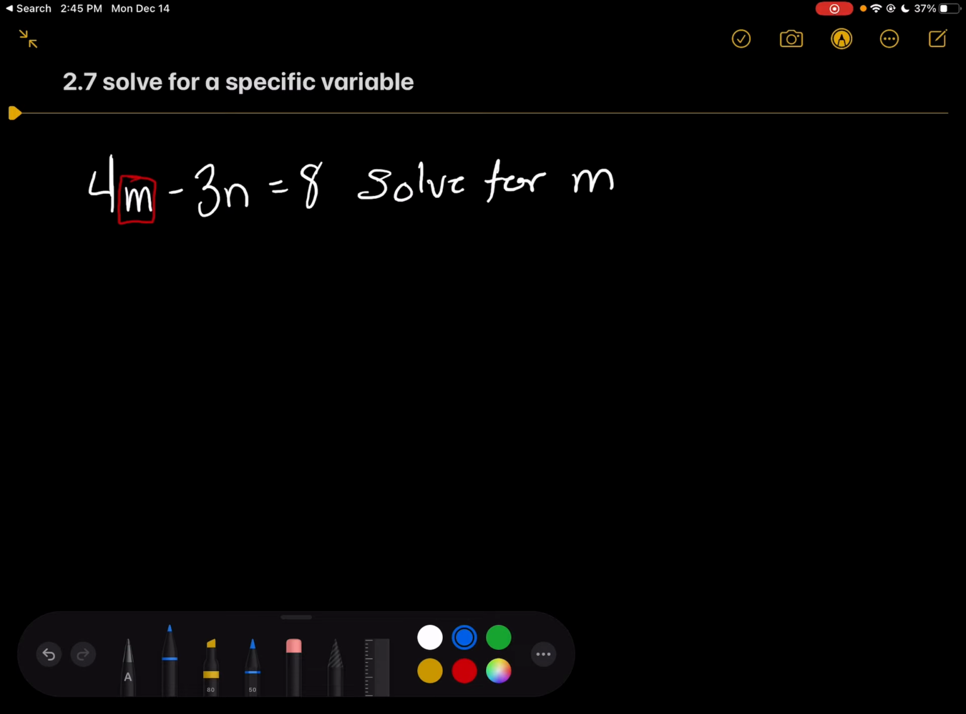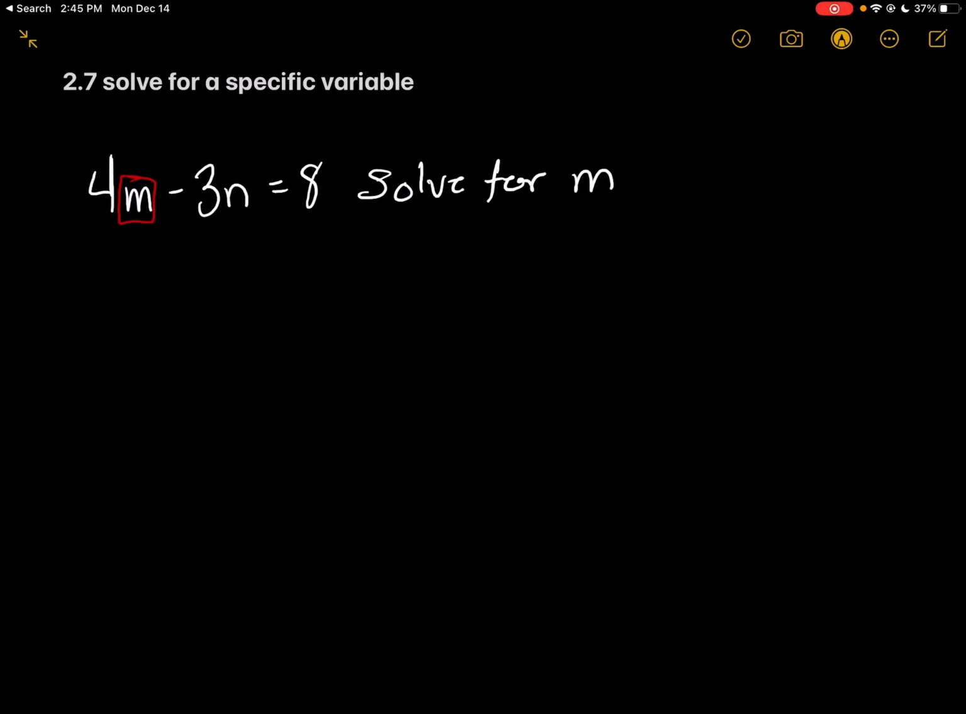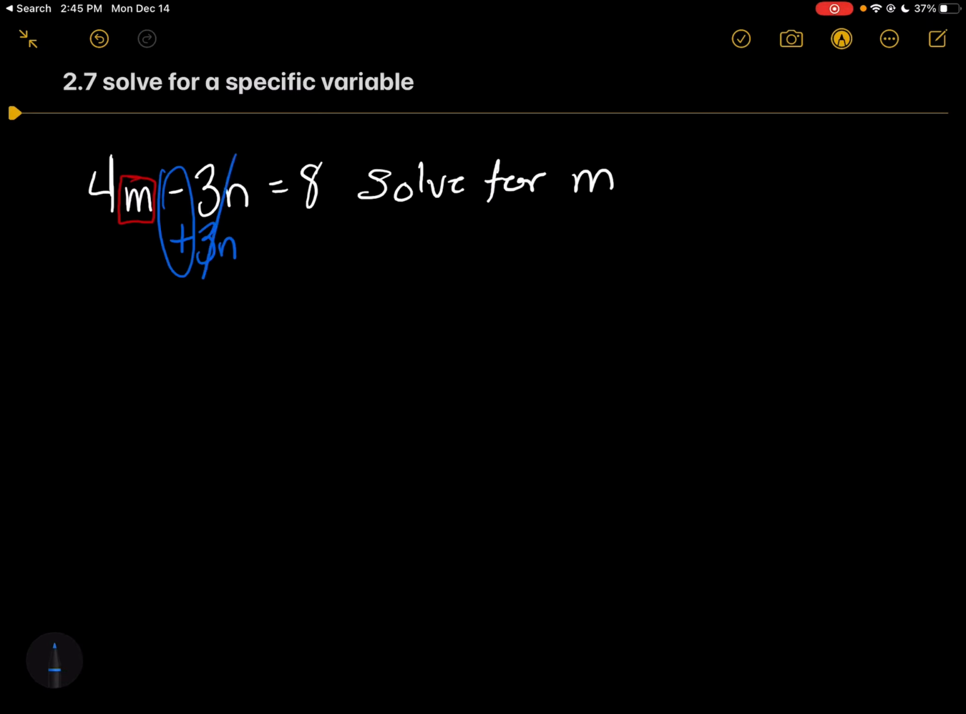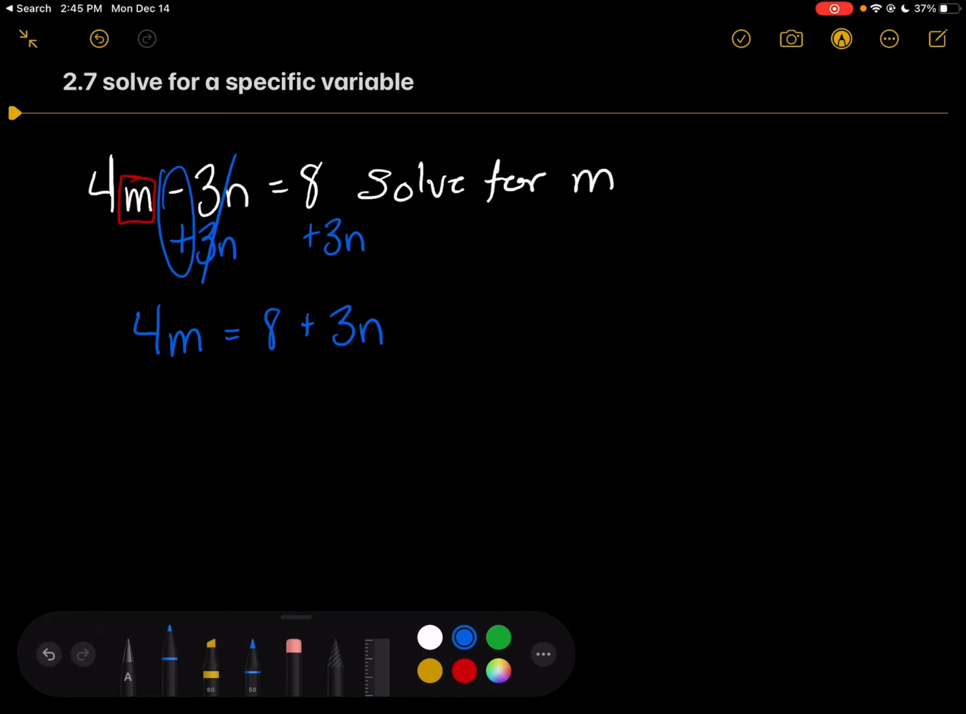So we're isolating just like we would if we were given the variable x and it was the only one there. I'm going to add that 3n, because it's the opposite, to both sides. I can't put 8 and 3n together because they're not like terms. They don't have the same variables. So I'm going to have 4m is equal to 8 plus 3n. So I've started to isolate this m variable. I undid that extra 3n on it, so now I just need to get rid of that 4.